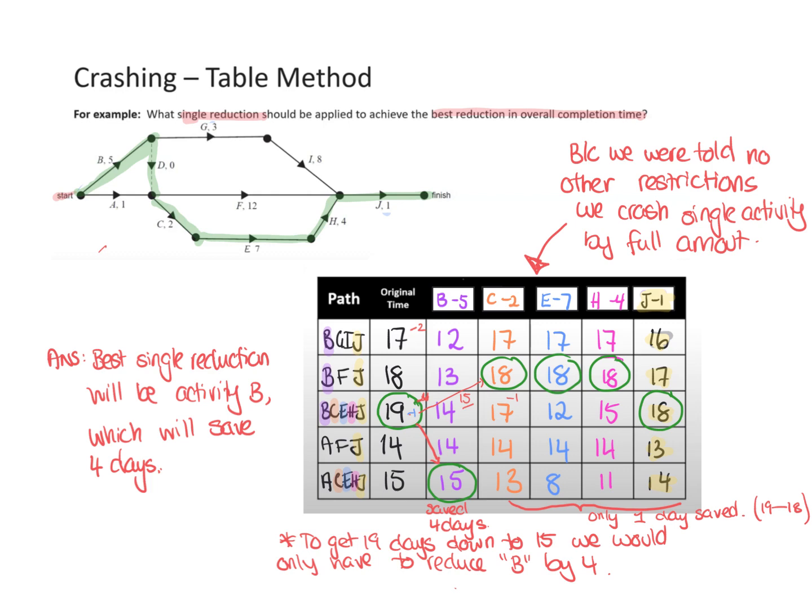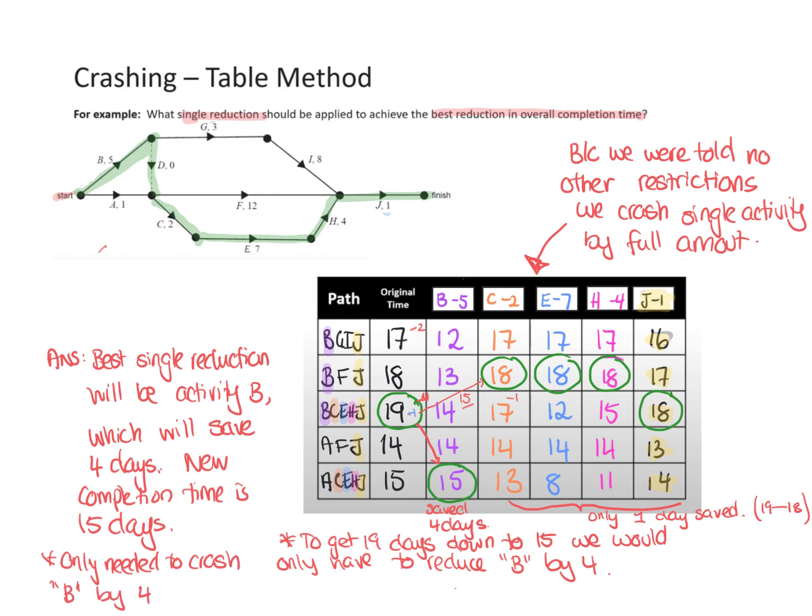So the new completion time is 15 days, and we only needed to crash B by 4. Even though we could do 5, we don't need to. We just need to do 4.